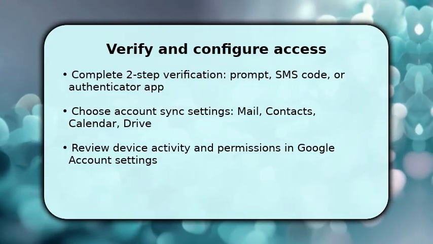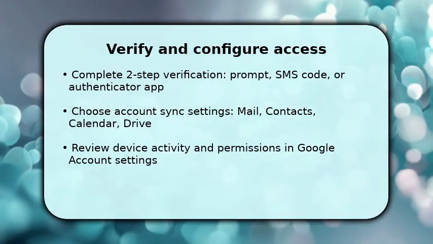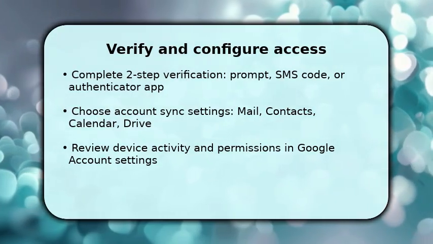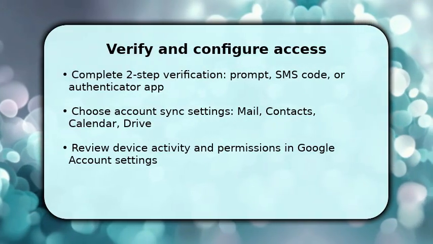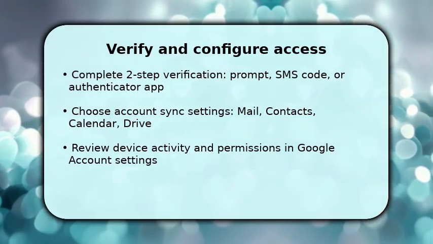Once authenticated, go to Account Settings to pick what to sync. Mail, contacts, calendar, and drive are typical. Make sure sync frequency suits you and background data is allowed. Then review device permissions and active sessions under Security. This ensures you're not leaving unexpected access.